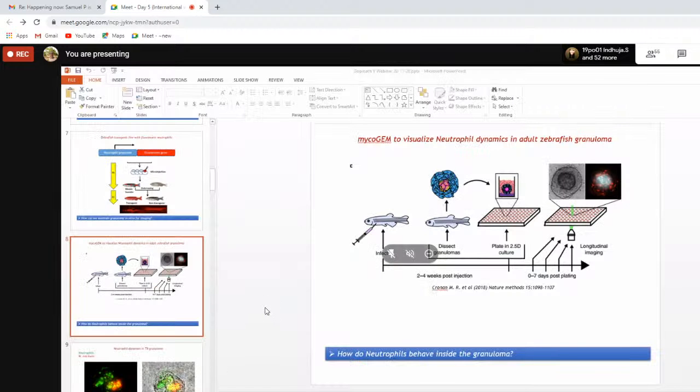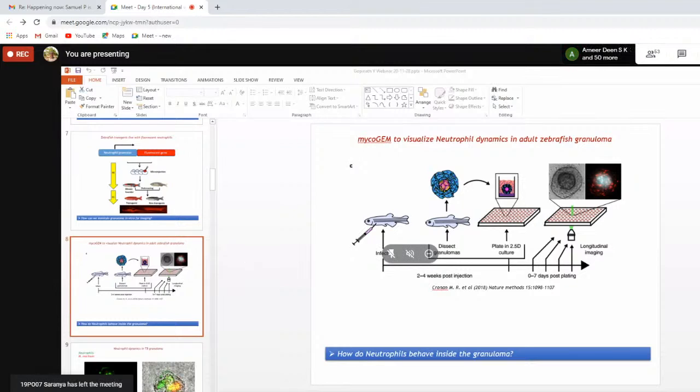For this, we devised a strategy where you infect adult zebrafish with Mycobacterium marinum, wait for 14 days for them to form granuloma, and then euthanize them, that is kill them, dissect out the granuloma, and maintain the granuloma in what we call 2.5D culture media, which is a media enriched with extracellular matrix like collagen. These granulomas can be kept alive in this media for 5 days and can be imaged using fluorescent microscopy. We call this model MycoGEM, for mycobacterial granuloma explant model.